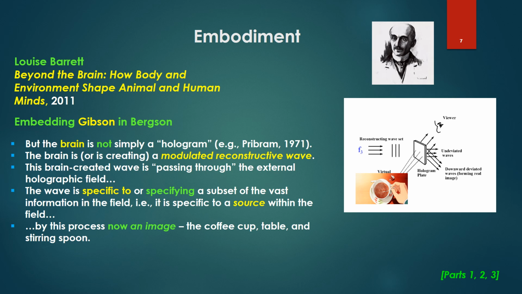But the brain for Bergson is not simply a hologram as it was for Pribram. The brain is, or is creating, very concretely, a modulated reconstructive wave, and this wave is passing through the external holographic field. And this wave is specific to, a key term, it's Gibson's term, or specifying, a subset of the vast information in the field. That is, the wave is specific to a source within the field. And by this process, that source is now an image: the coffee cup, the table, and the stirring spoon.